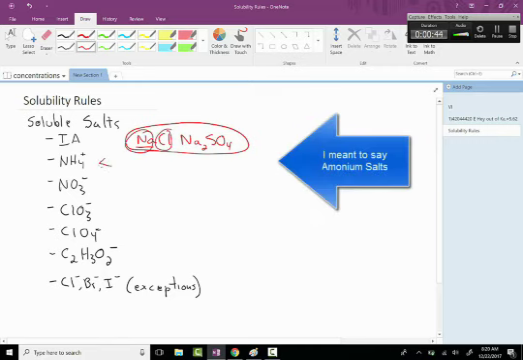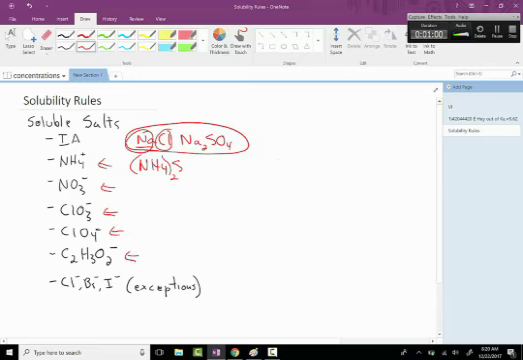And again, all ammonia compounds, NH4S2, would be soluble. Nitrates, all chlorates and perchlorates are soluble. Acetates are soluble. There are a few exceptions to these, and I'll talk about them in a second, but in general, if you memorize these as always soluble, you'll be in pretty good shape.